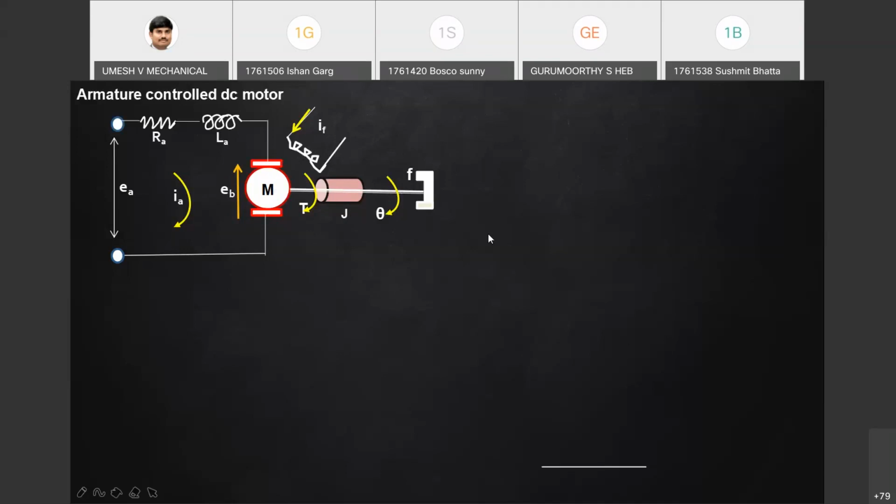This is the configuration. Now you can see there are two systems. One is entirely the electrical part, the other one is the mechanical part. So then you will have two differential equations, one for the electrical network and the other for the mechanical network.